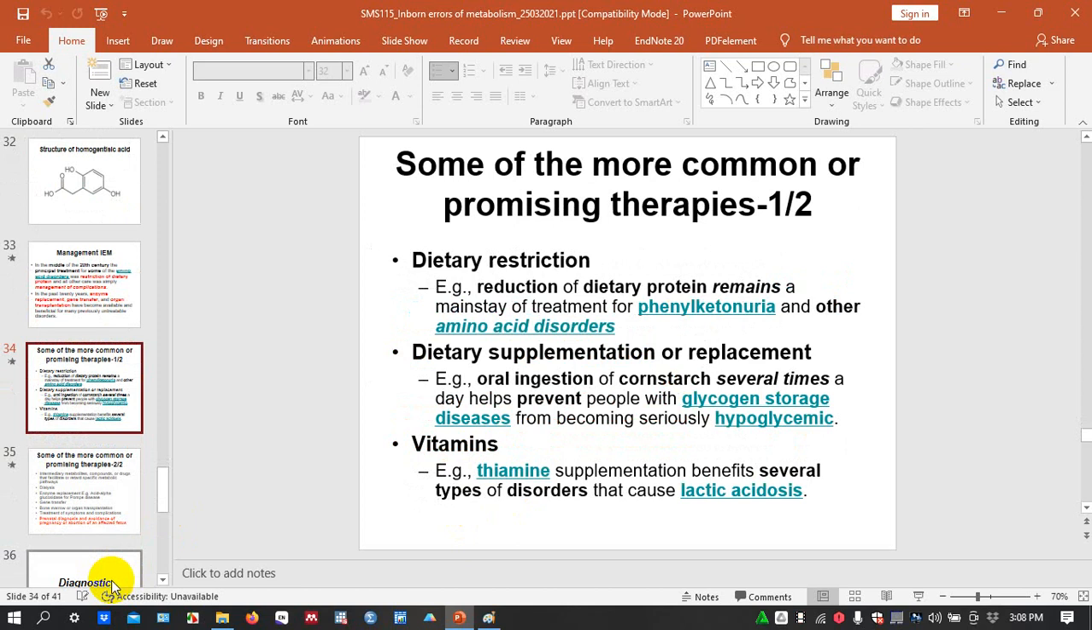So like I said earlier, on dietary restrictions, you don't allow those people to eat diets containing proteins. Then those who don't have those enzymes, you give them diets that contain those enzymes. Or for those who are having hypoglycemia, meaning low glucose level in the blood due to diabetes or the pancreas not working, you give them cornstarch several times so that it will prevent them from collapsing due to low glucose level. You can also administer vitamin supplementation to treat lactic acidosis.